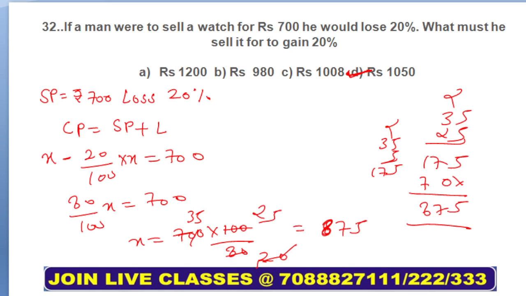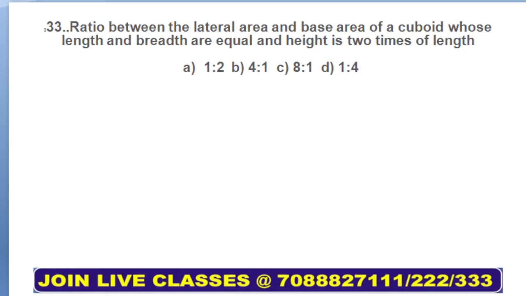question number 33 of today. Read it and try to solve it yourself. Come on. Ratio between the lateral area and base area of a cuboid whose length and breadth are equal and height is 2 times of length. Okay, length l ho gayi. Length and breadth are equal na, to breadth bhi l ho gayi, and height kitni ho gayi? 2 times of length, that is 2l. Aur aapko kya given hai? You need to calculate the ratio of the lateral area and base area.